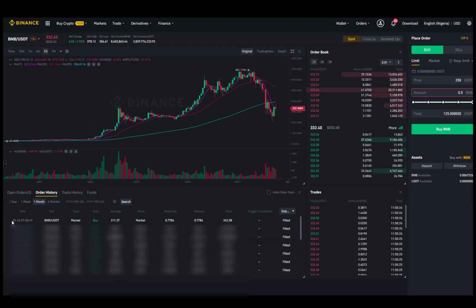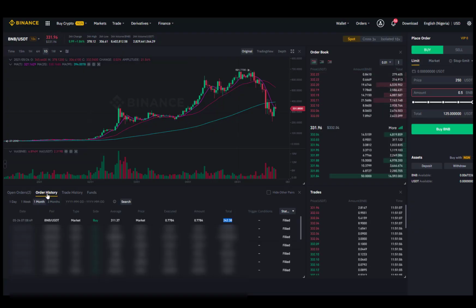So as you can see, yesterday I purchased 0.7784 worth of BNB, that is equivalent to $242.38 at the price of 311.37. So I purchased my BNB somewhere around this area right here. Once you've clicked on buy, it is going to fill your order just like this, and then it is going to go to your spot wallet and will be available for you to trade.